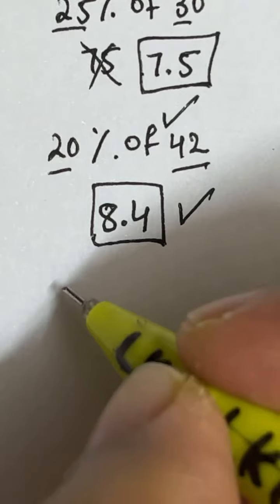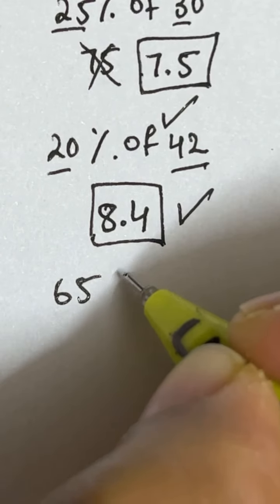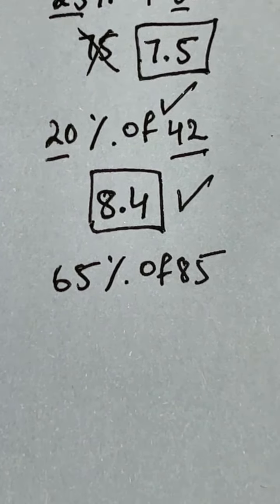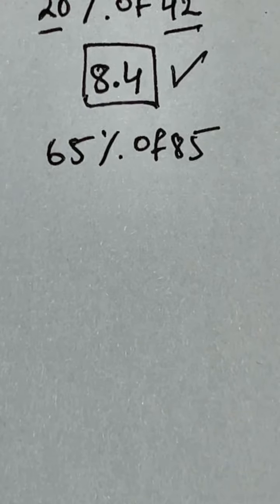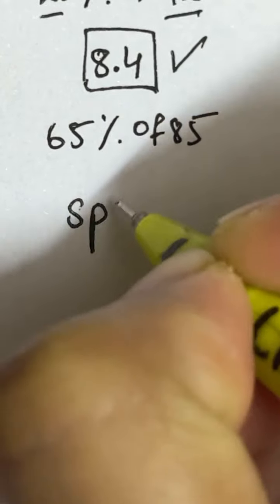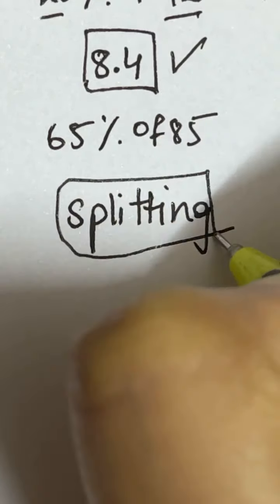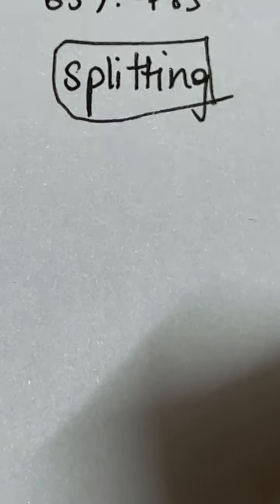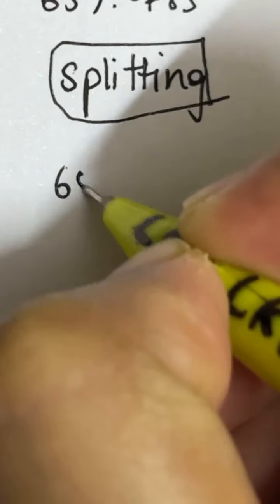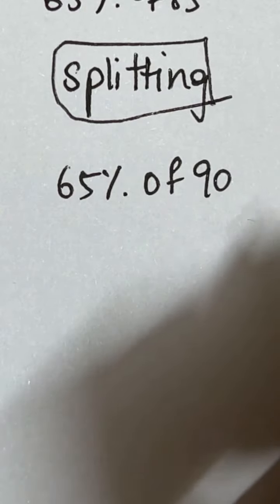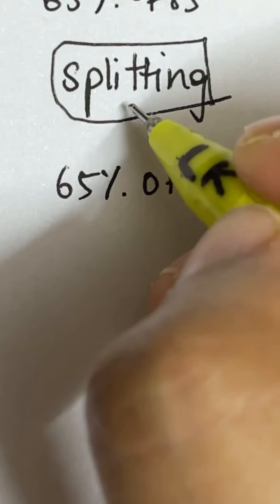Okay, let's see another example. For example, if you have 65% of 85, for these kinds of problems, we use the splitting method. We call it the splitting method. So let's see what we have in the splitting method. Suppose you have 65% of 90. If you're solving 65% of 90, you split it. It's called the splitting method.